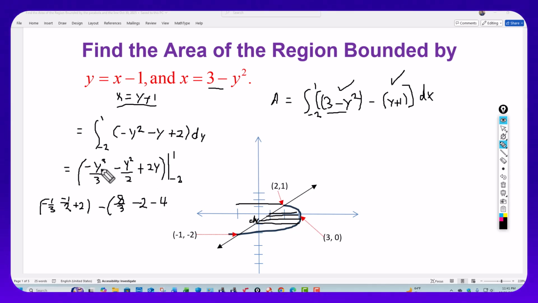So again, plug in 1. We get minus 1/3, minus 1/2, plus 2. And then you subtract the value at negative 2. So plug in negative 2 where the y is. Get 8 over 3, minus 2, minus 4. So then for this one here, common denominator here is 6. Put this over 1. 3 into 6 is 2, times the minus 1 is minus 2. 2 into 6 is 3, times the minus 1 is minus 3. 1 into 6 is 6, times 2, that's 12. I've got a minus here, and that's what we have in the parentheses here.